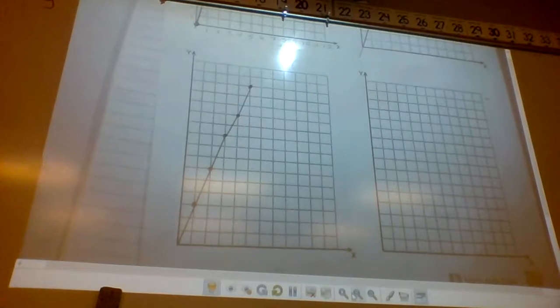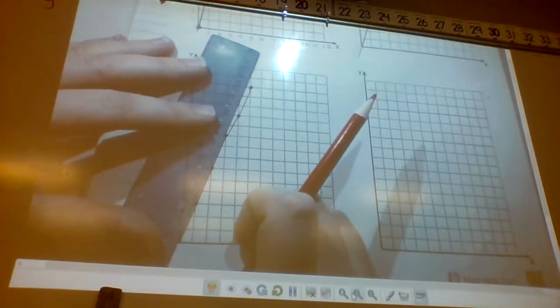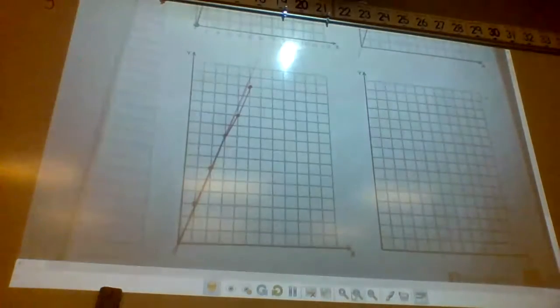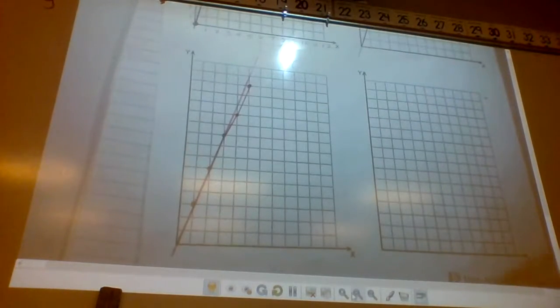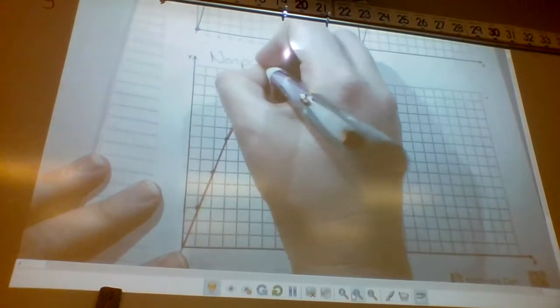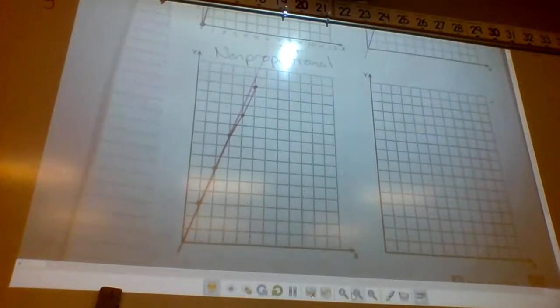No, because if I did a perfectly straight line, I'd be sitting here going, see how it comes away from the line? This one, not proportional. Oh, so it's not straight. It has to be straight. That's one rule, but that's not all the rules.